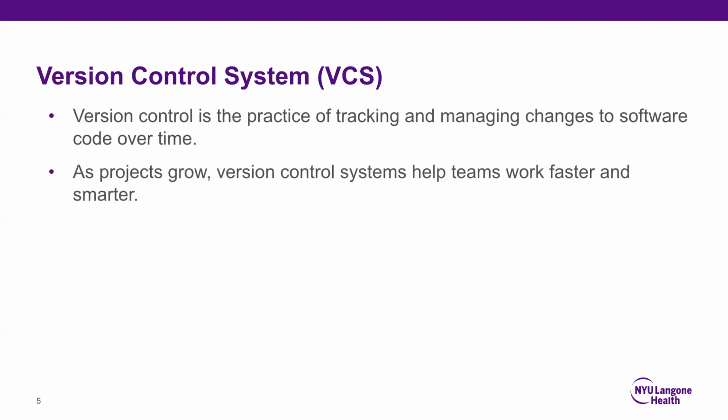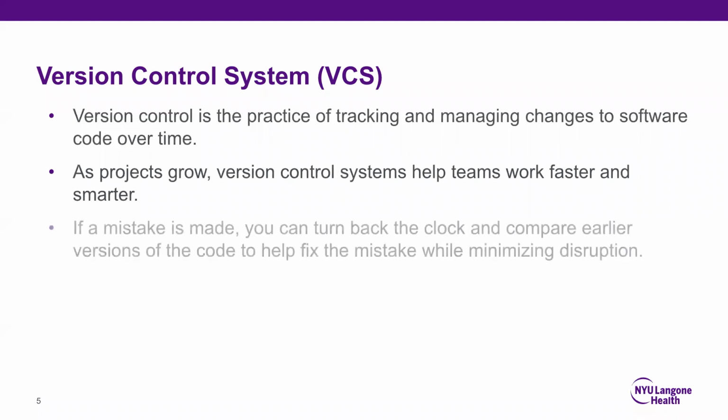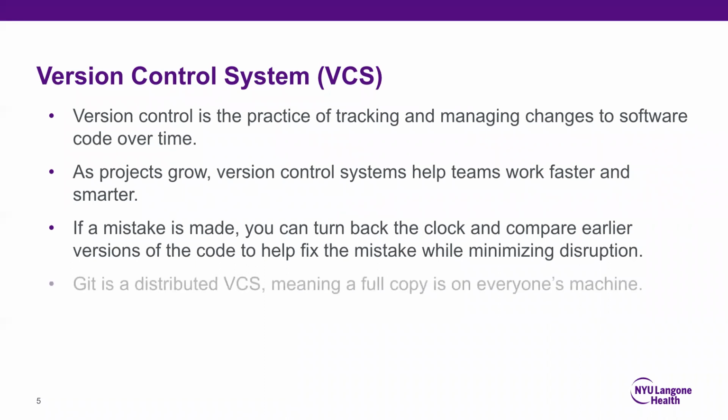As a project grows, version control systems help teams work faster and smarter. And if a mistake is made, you can turn back the wheel, so to speak, and compare an earlier version, and you can really check out where problems had occurred and were incorporated into your code. And then you can fix a mistake if you need to. It also allows you to fix mistakes while minimizing disruption, so other people can still work on a repository while you work things out.